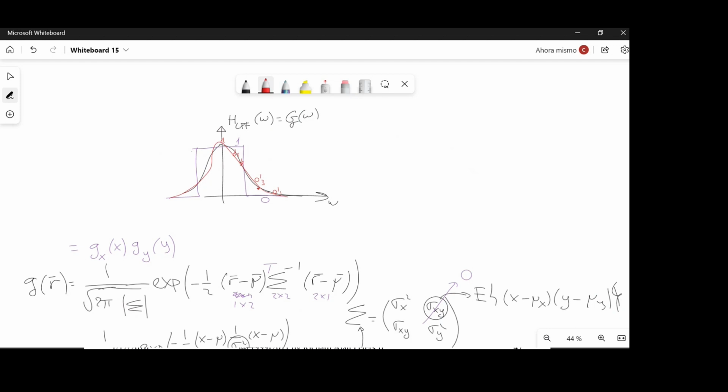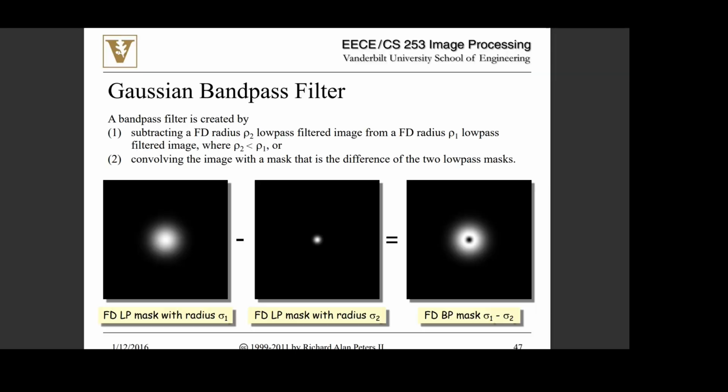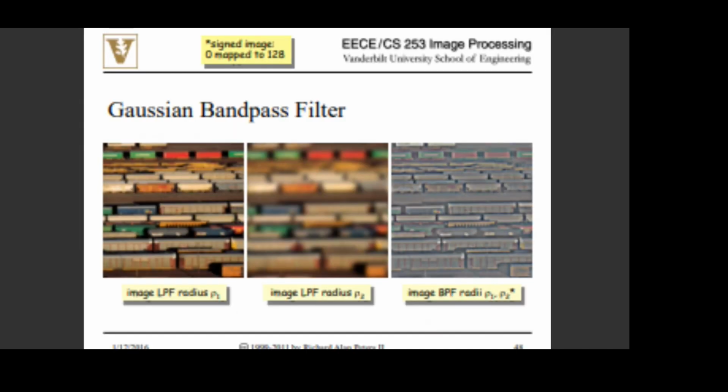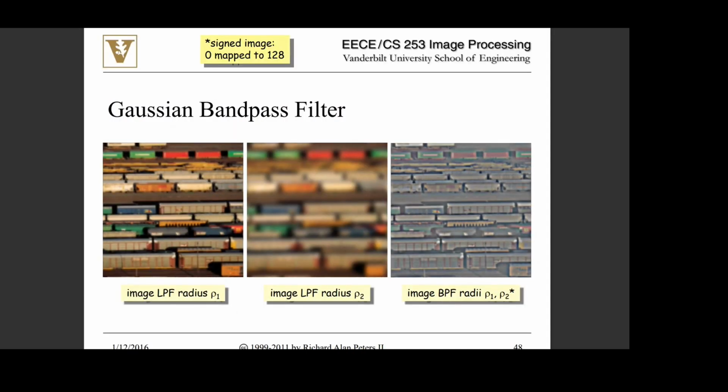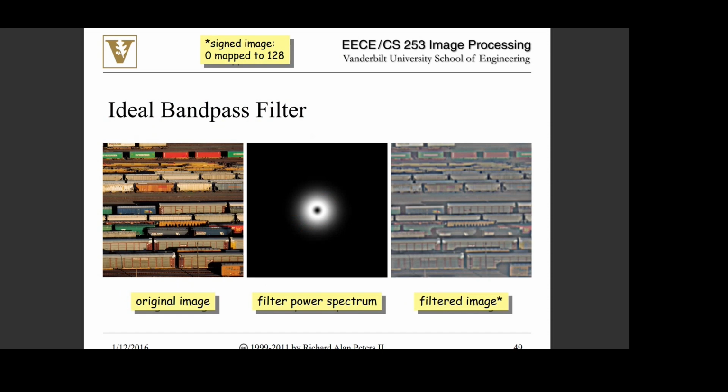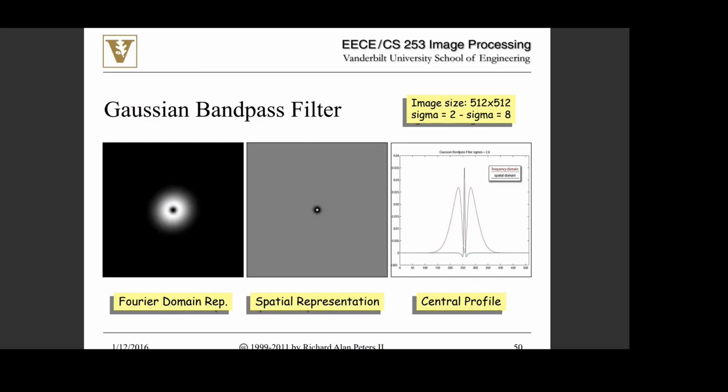Okay. Then we can create bandpass filters by subtracting two Gaussians. And it is the same trick as we did with the ideal pass filters. And here we have an example. So this is with one sigma, another sigma, and we subtract the two, we get this one. And this is the representation of the bandpass filter in Fourier space, the impulse response.